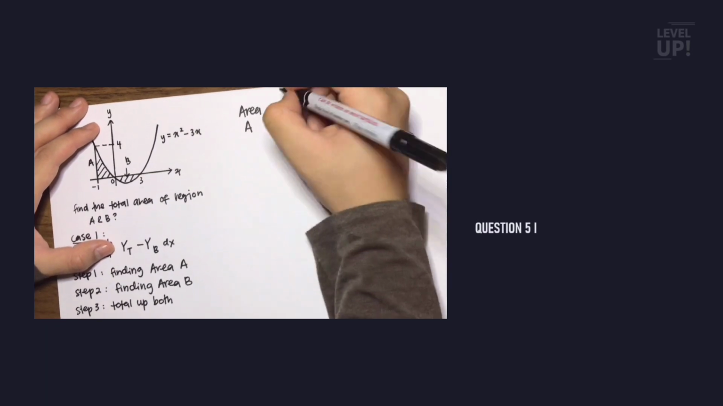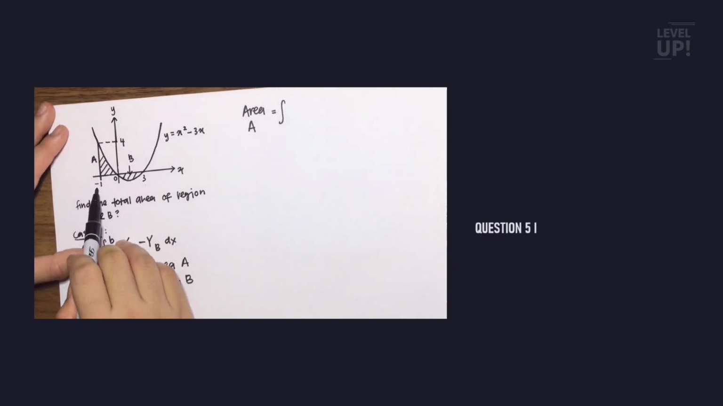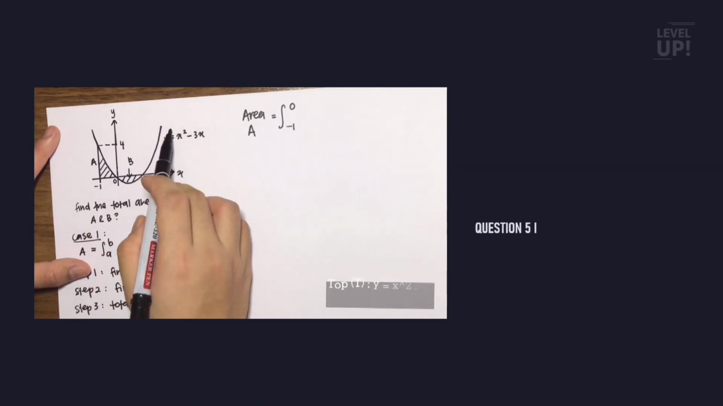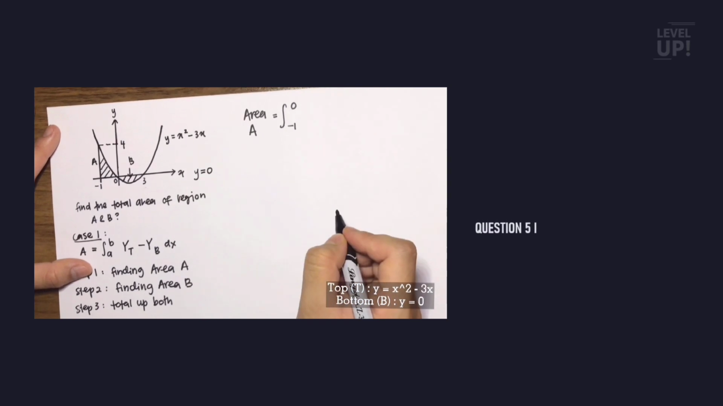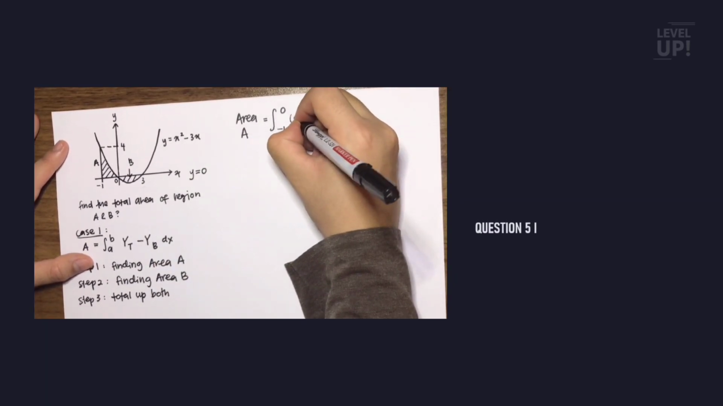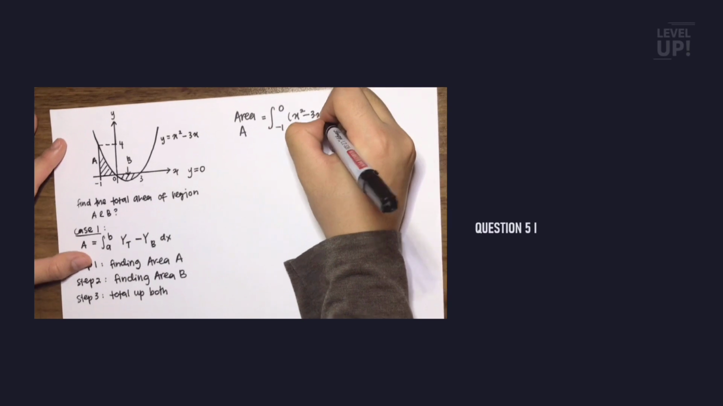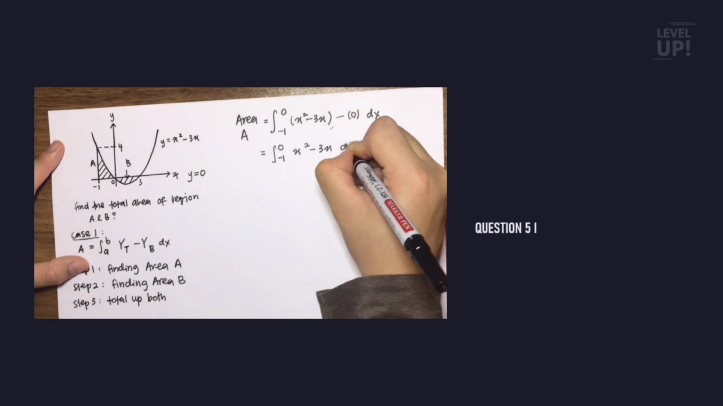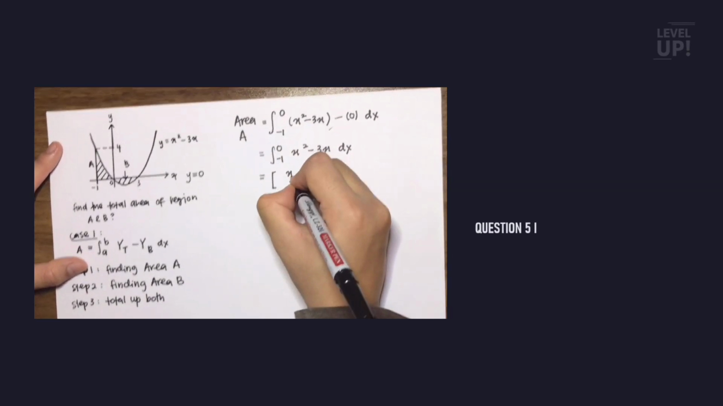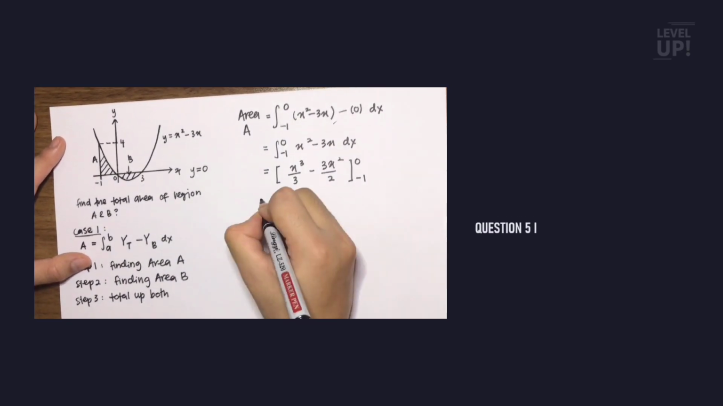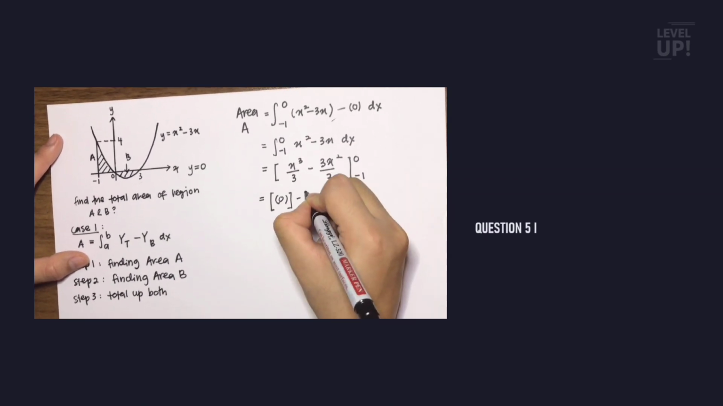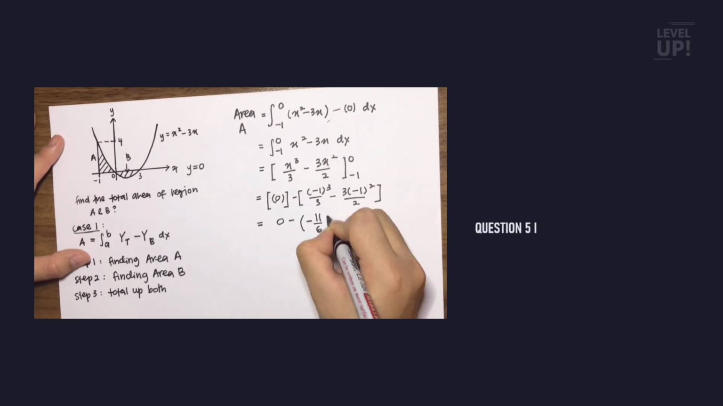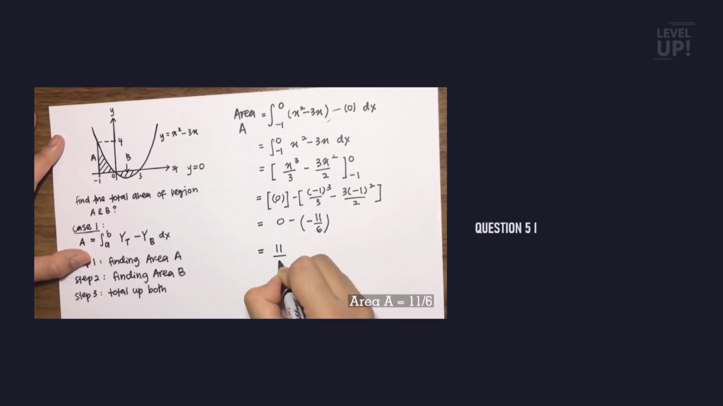We're going to integrate from -1 to 0. The function on top is the curve and the bottom is the x-axis, which is y equals 0. Then we're going to simplify everything. Then we're going to integrate the function, don't forget the limits. Then substitute the upper boundary and the lower boundary. Evaluating the substitution, we get 0 minus -11 over 6 equals 11 over 6.